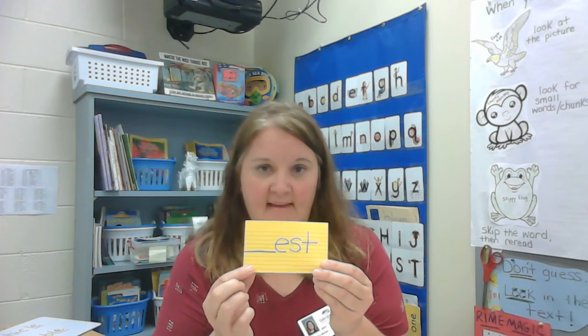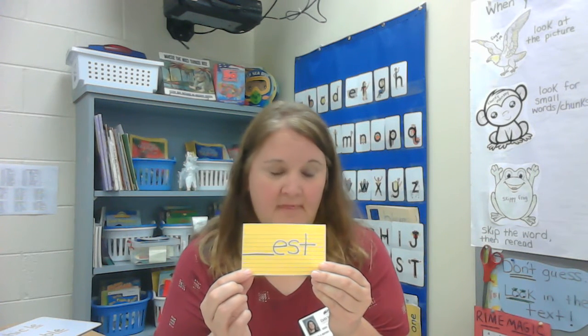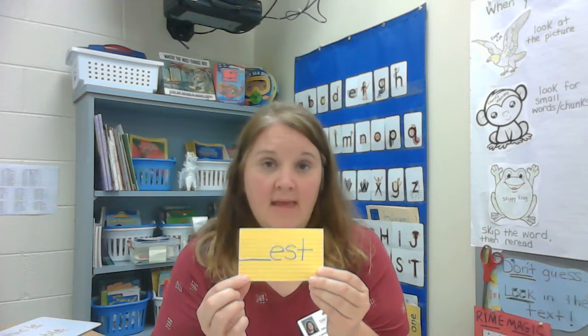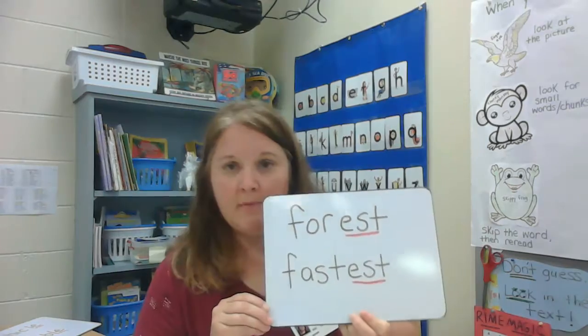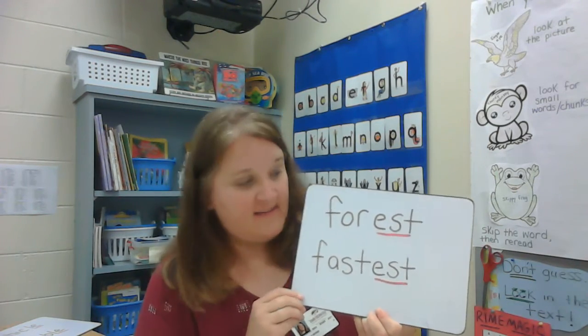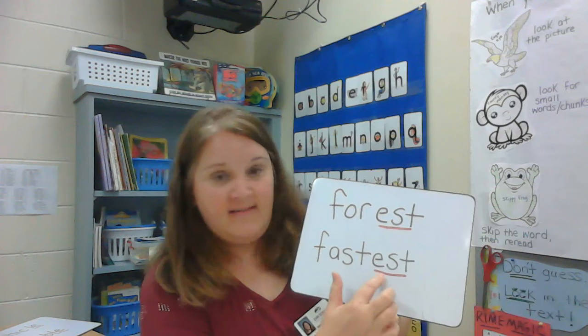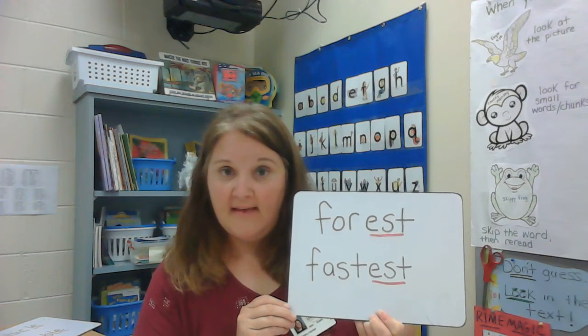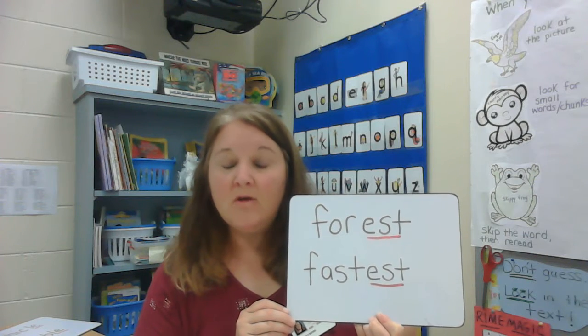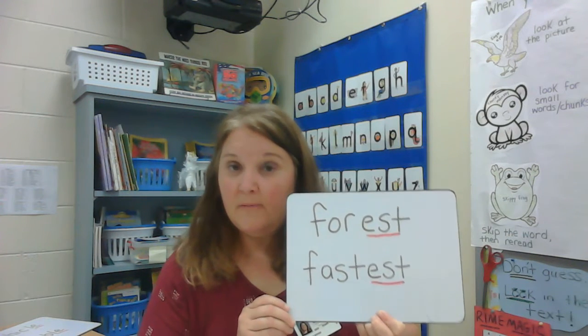So let's start with this one. EST. Okay, remember what that says? EST at the end of a word says est. And here are some examples. Forest, fastest. So EST at the end says, good, est. You can probably think of some more words like that.